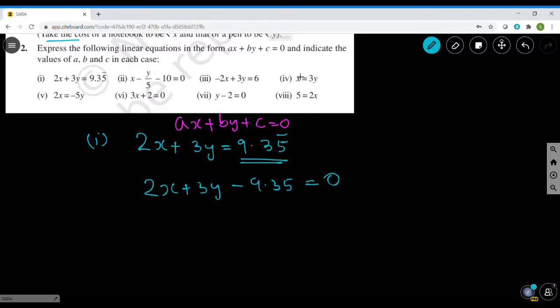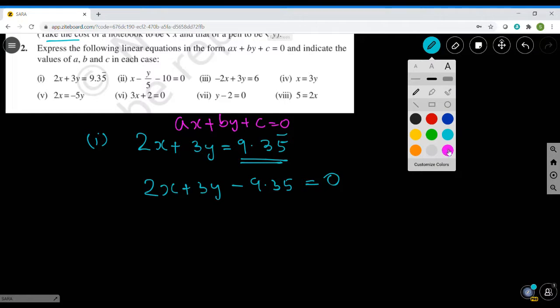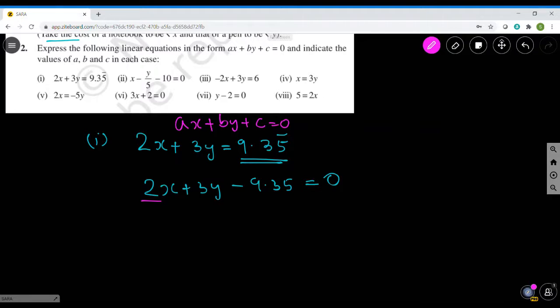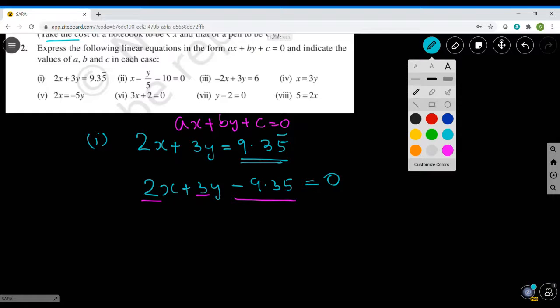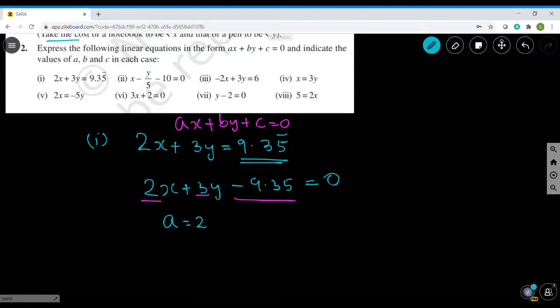Second, indicate the value of a, b and c in each case. Here, all of you know, instead of a, here 2; instead of b, here 3; instead of c, here minus 9.35. Don't forget this negative sign always. We have to remember this negative sign. Okay, so a is equal to 2, b is equal to 3 and c is equal to minus 9.35 bar.